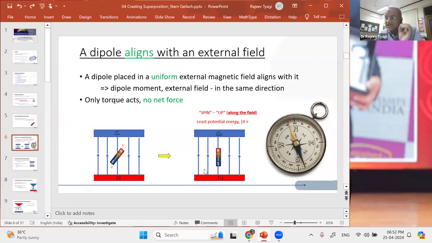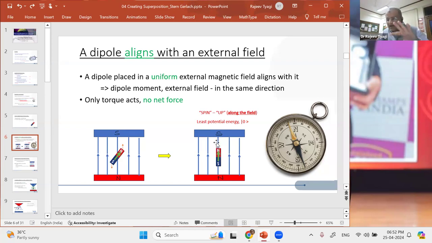Now, one thing that I want you to understand: this orientation, spin up, is of least energy. If you turn it by 180 degrees, it can have net torque zero, but then that's an unstable equilibrium. That's a higher energy state. That higher energy state is called one. This state, up, is called zero. Usually it used to bother me, why don't they call spin up as one, and spin down should be zero. So I hope I'm able to communicate to you why spin up is taken as zero.